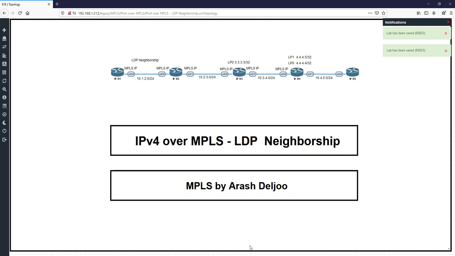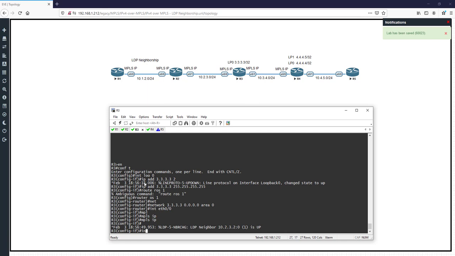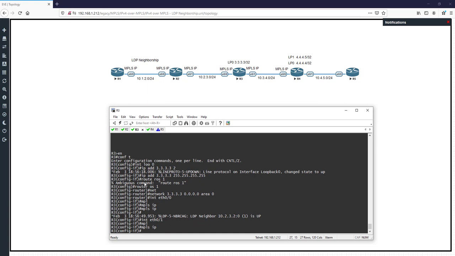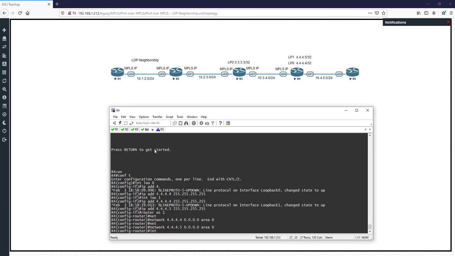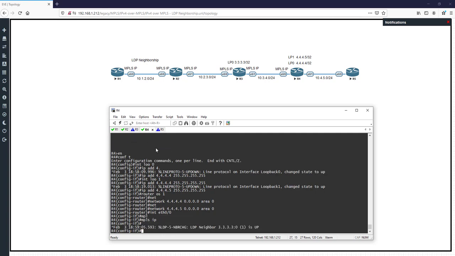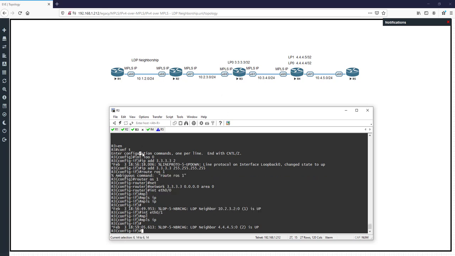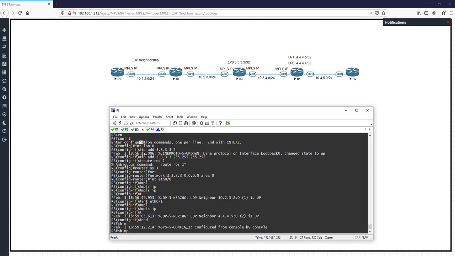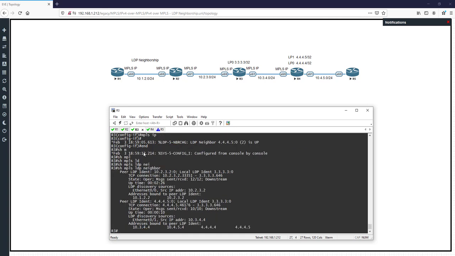Okay, let's go to R3. In R3, interface Ethernet 0/1 mpls ip, and also in R4 interface Ethernet 0/0 mpls ip. Now we should have a neighborship, yes. In R3, I want to check the peer identifier, show mpls ldp neighbor. Look at here, the first neighbor is 10.2.3.2, that is R2, and the second is 4.4.4.5, that is R4. Why? Because the IP address of loopback 1 is higher than the IP address of loopback 0.